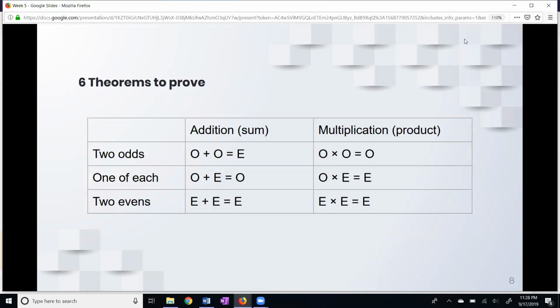For multiplication, odd times odd equals odd, odd times even equals even, and even times even equals even. We notice here, and we'll see in our proofs, that to get an even product, all you need is 1 even number in there. That gets you your factor of 2, and it causes the product to be even. These are some of the most fundamental number theory proofs.